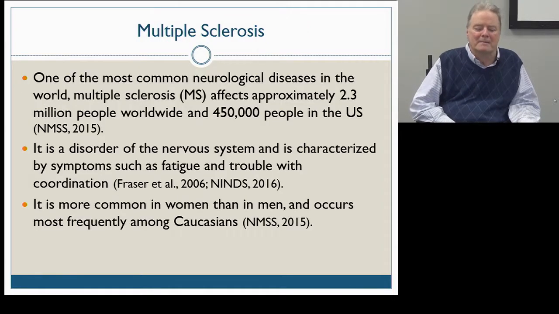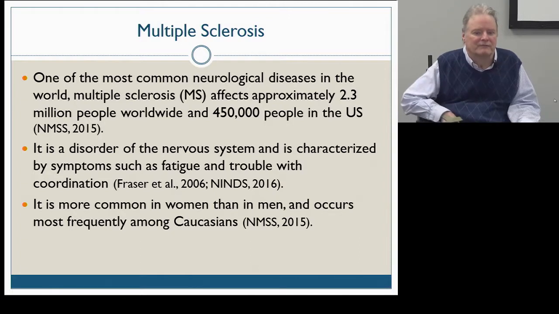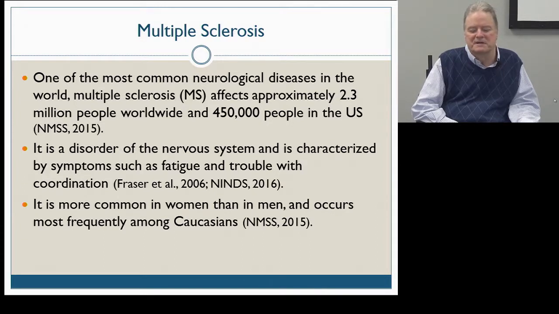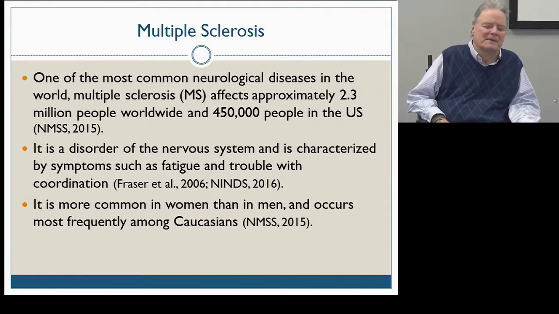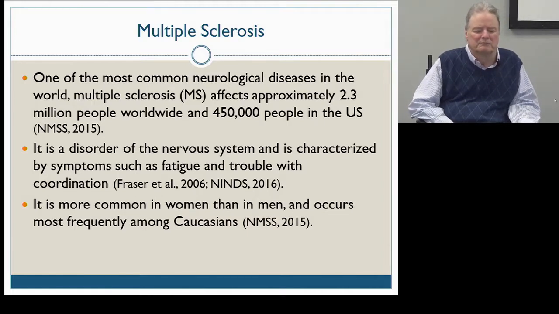So MS is a very common neurologic disease, affects approximately 2.3 million people worldwide, and about 450,000 in the United States. It's a disorder of the nervous system. It's characterized by symptoms such as fatigue and trouble with concentration. Also, a variety of physical symptoms may be present. It is more common in women than in men, and occurs most commonly in whites.